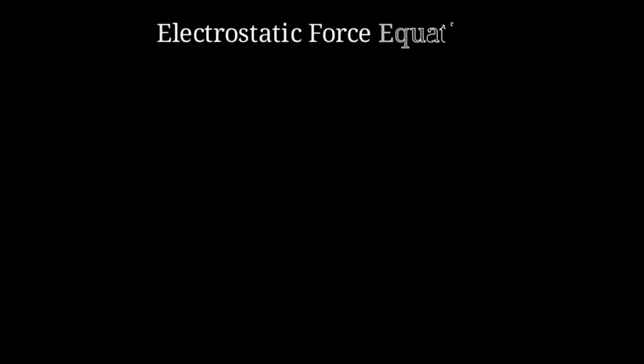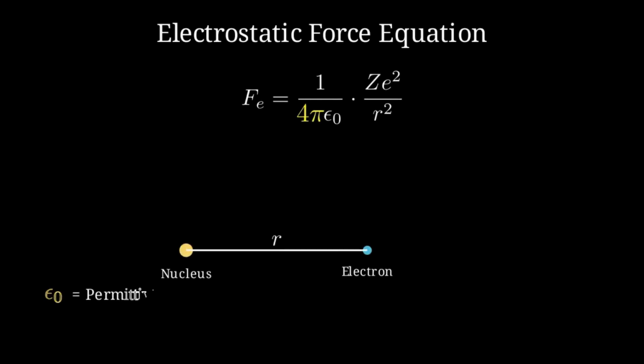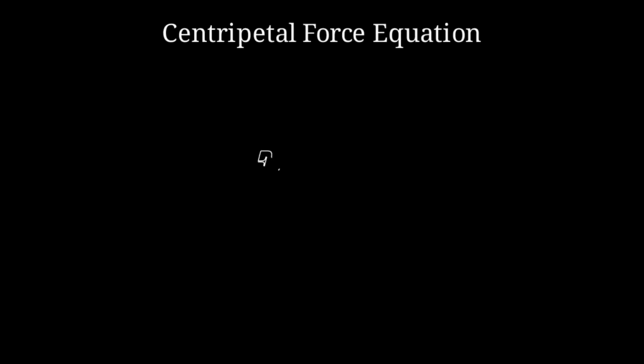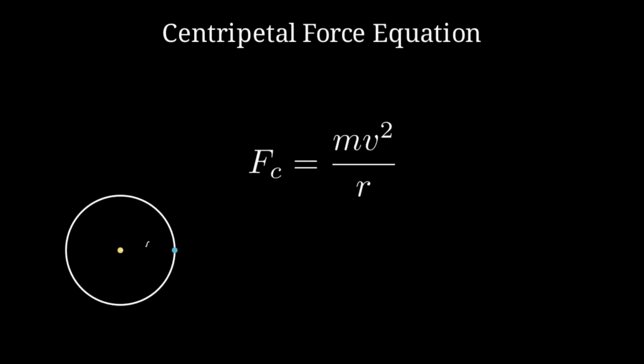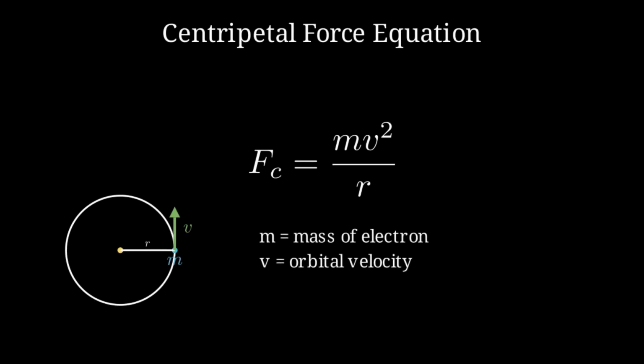According to Coulomb's law, the electrostatic force is calculated as 1 over 4 pi epsilon naught, multiplied by the nuclear charge Ze times the electron charge e, divided by the radius squared. The centripetal force required to keep the electron in its path is defined by the mass of the electron times its velocity squared, divided by the radius of the orbit.